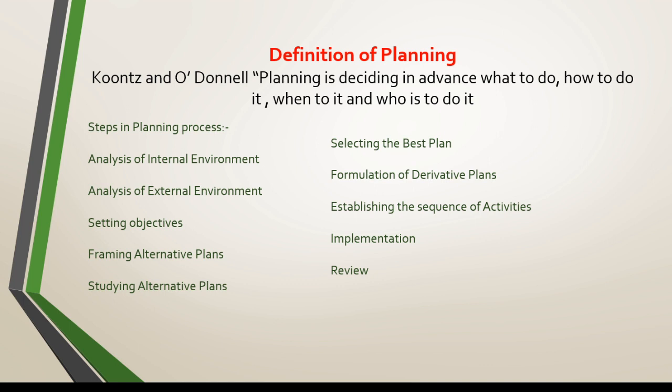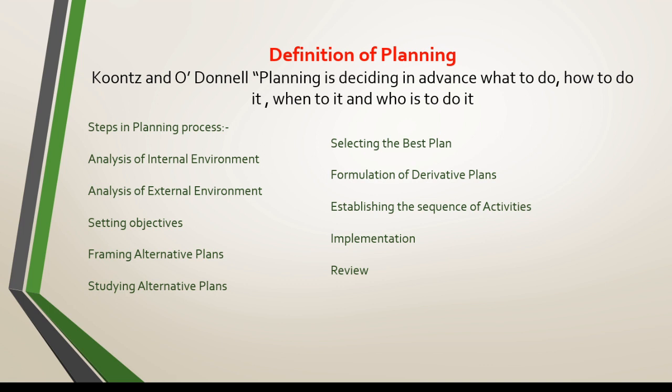Next one is coming up with the alternative plans. It is advisable not to have only one plan but to have alternative plans. Next one, which plan is most suitable? Here you have to apply cost benefit ratio. Cost benefit ratio will tell you which is the cost effective plan. Now here next step is selecting the best plan.